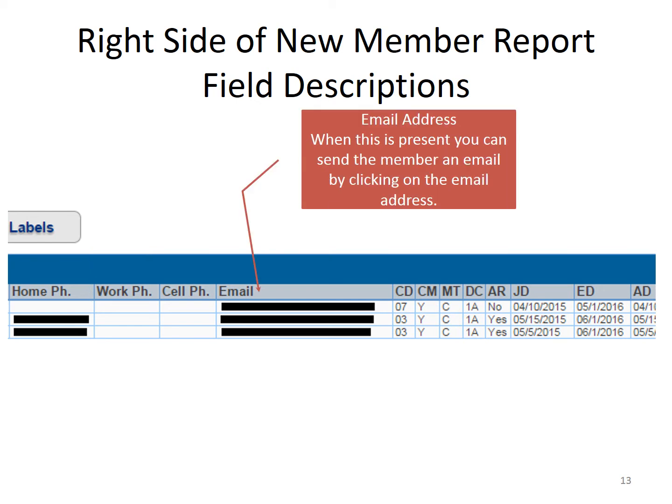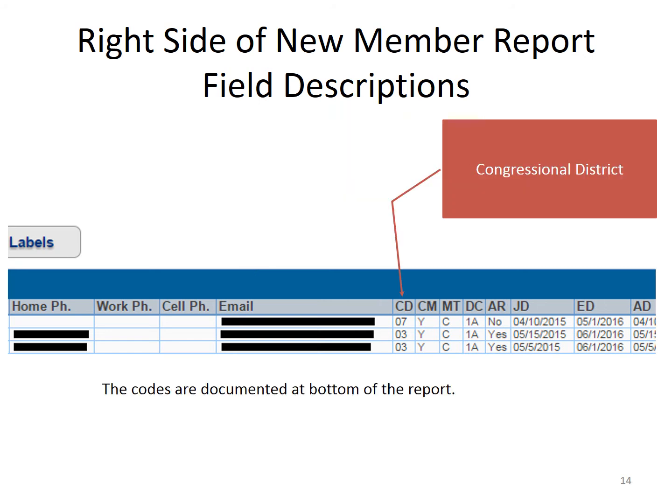Remember that if you want to send an email to a new member, you can click on their email address and you can send an email. This is from the NARFE system, but you will be shown as the sender. We will now move to the right side of the report. The remaining columns are codes, starting with Congressional District. Remember that at the bottom of each report is information about the codes.